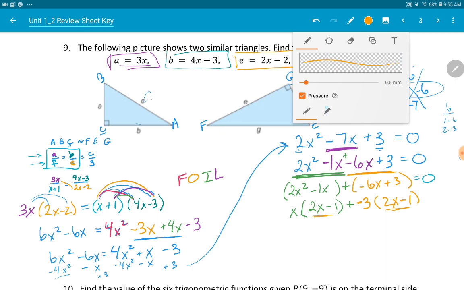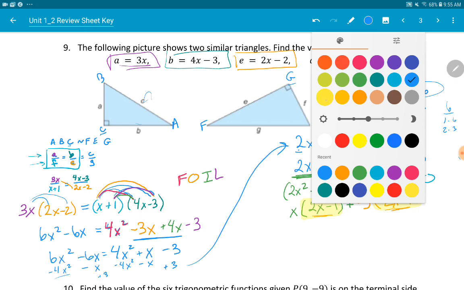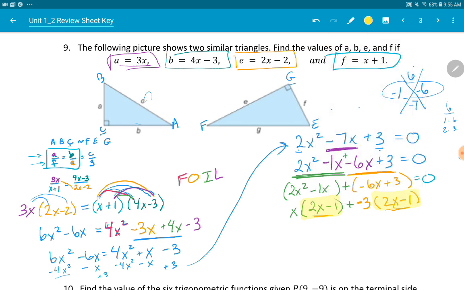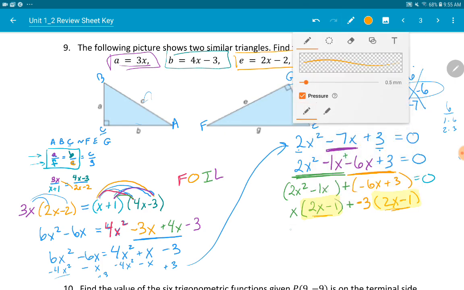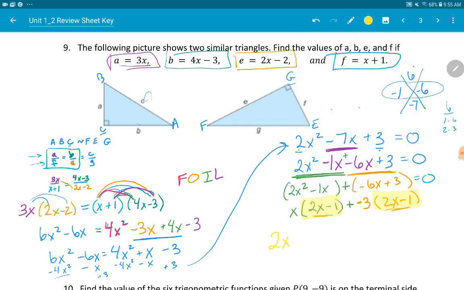So let me grab a little highlighter there. I want this thing to match this thing. Now I'm going to look at this term and treat that 2x minus 1 as one object, like the GCF of this. I'll do yellow since I have it highlighted in yellow. Okay, so I'm going to take a 2x minus 1 out.